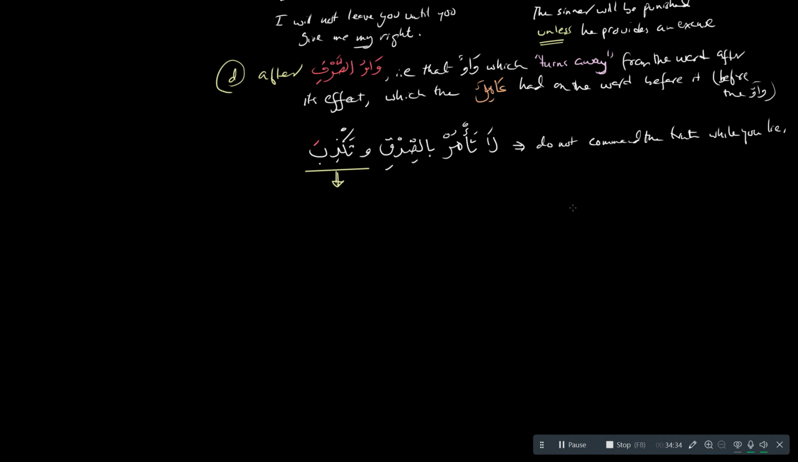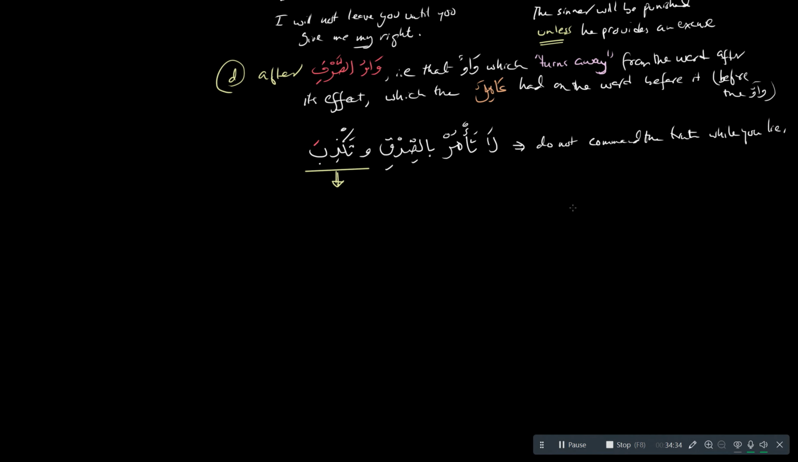Somebody like me, a simpleton, would read "لا تأمر بالصدق" as "do not order the truth and lying." But that's not what it means. It means: do not order the command while you lie. So this "while" means the order "لا تأمر" will only apply up until here.